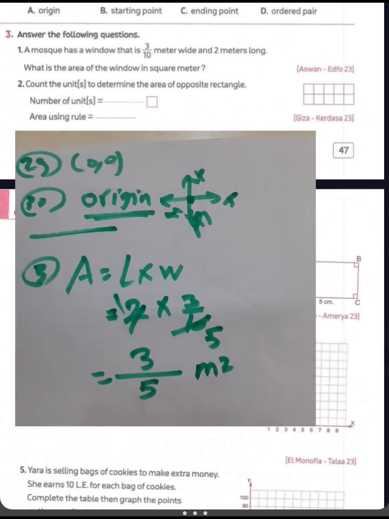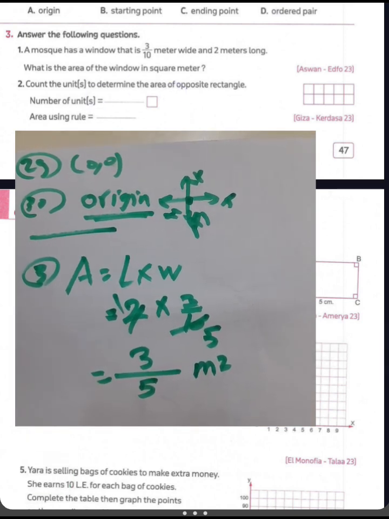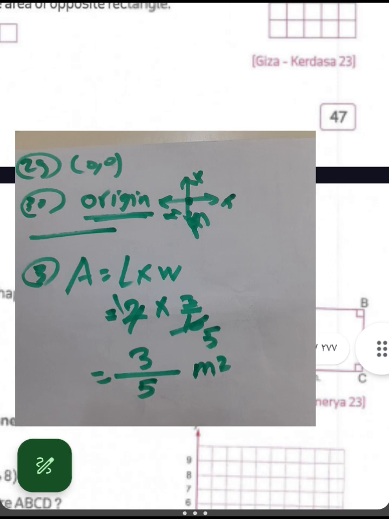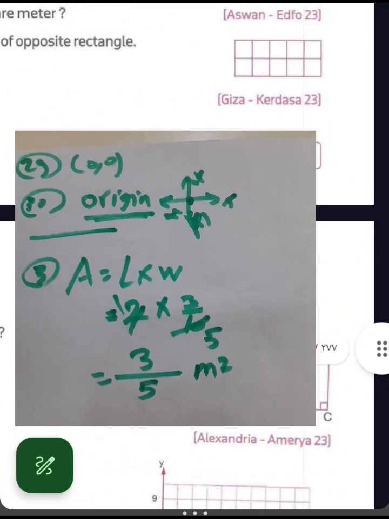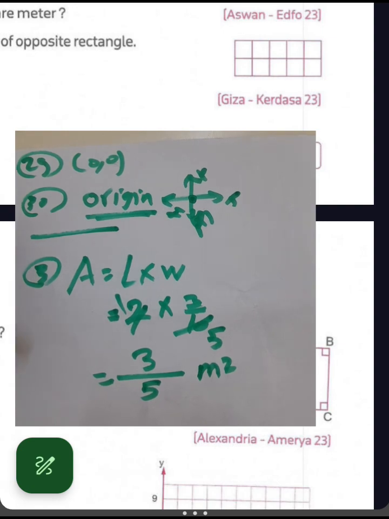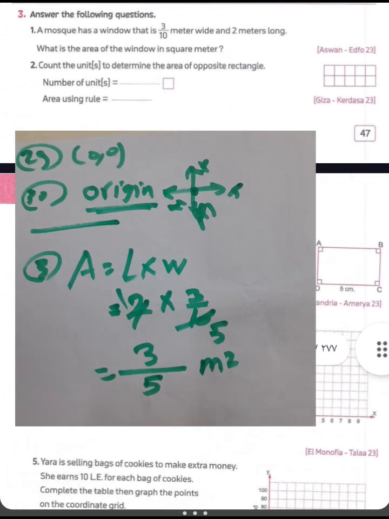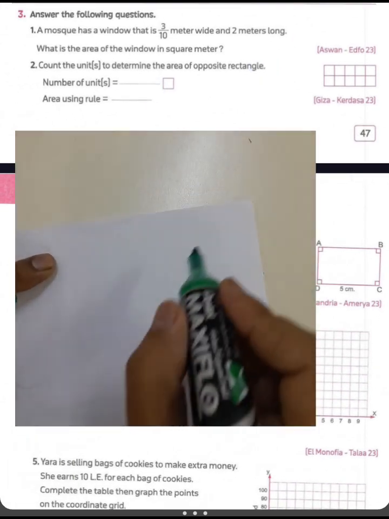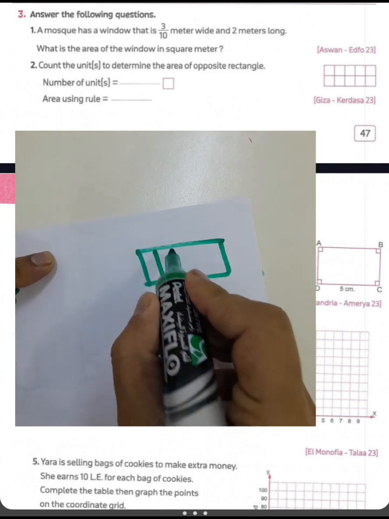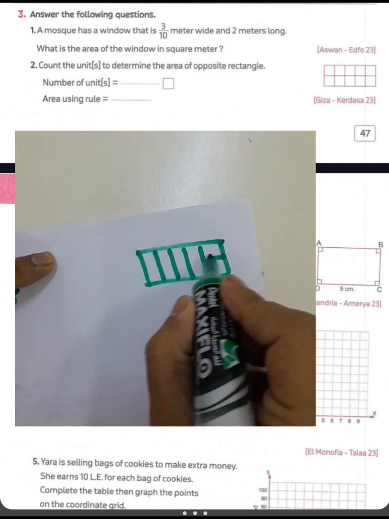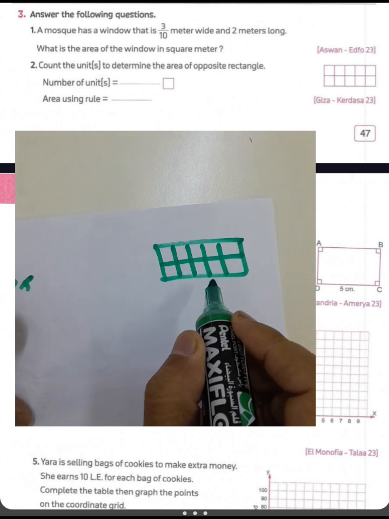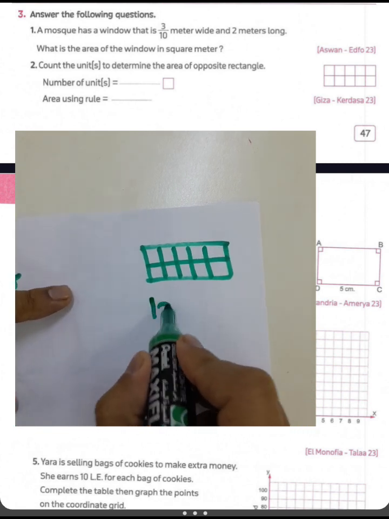Question number 2. Count the units to determine the area of the opposite rectangle. Okay, we can count here 1, 2, 3, 4, 5, 6, 7, 8, 2, 4, 6, 8, 10. We have 10 squares here. About this rectangle, we have 10 squares. Number of units, we have 10 units.